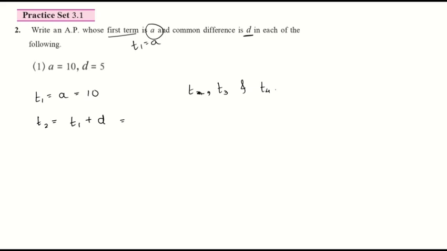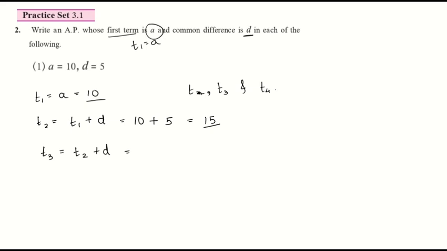So what is T1? T1 is equal to A, which is 10, plus D is already given, that is 5. So we have 10 plus 5 is equal to 15. Okay, so T1 is 10 and T2 is 15. If you see here, the difference between them is 5. In the same way, let us find T3. In T3, we will not add the difference to T1. We will add it to the previous term, which is T2 plus D.